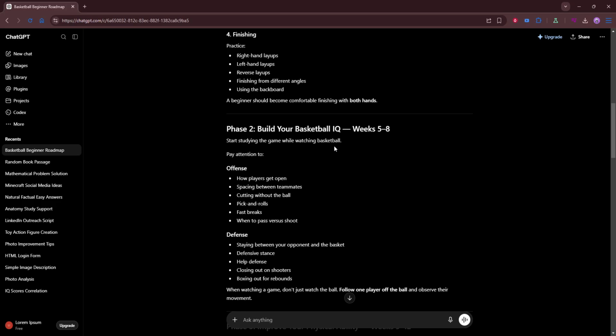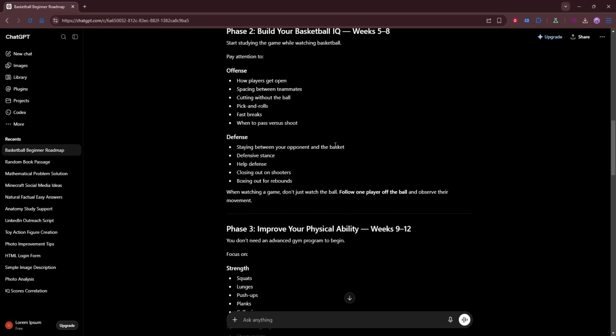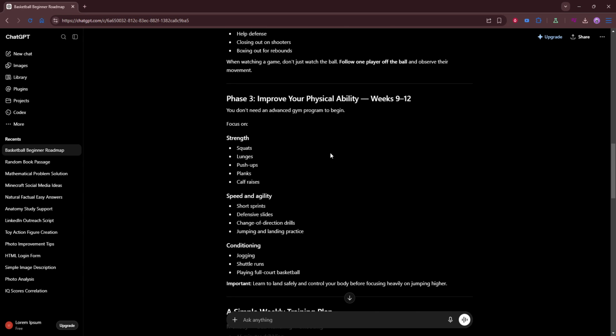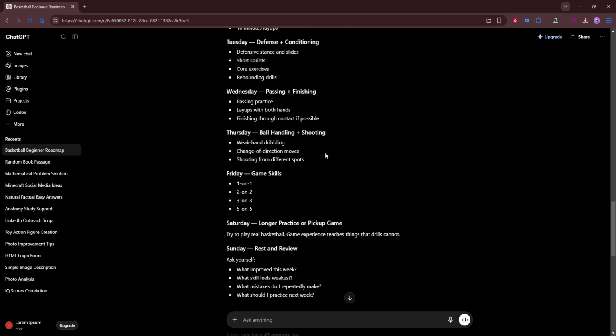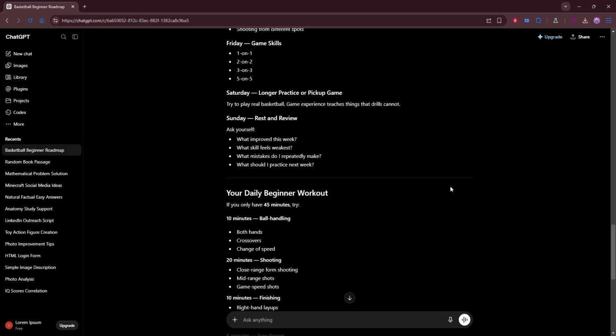If anything feels confusing, ask ChatGPT to explain the difficult parts in simpler words. This is one of the most useful ways to learn because sometimes you don't need a different answer. You just need a clearer explanation. You can even ask for shorter definitions, easier language, or a slower breakdown of the same idea.